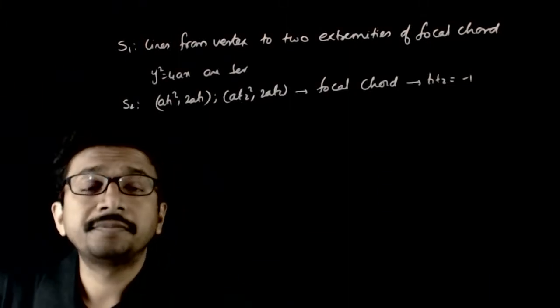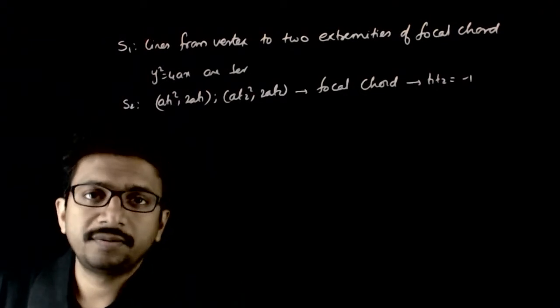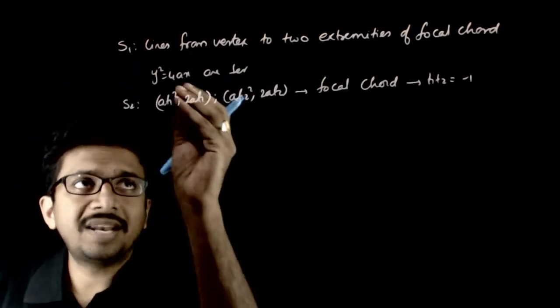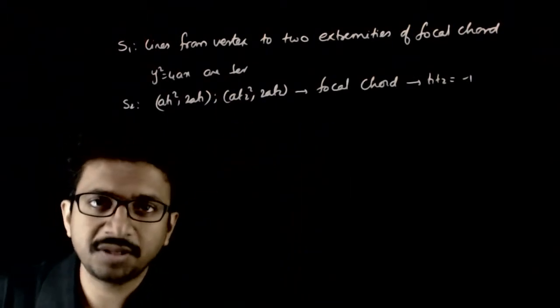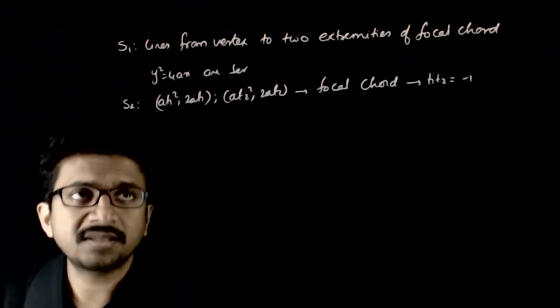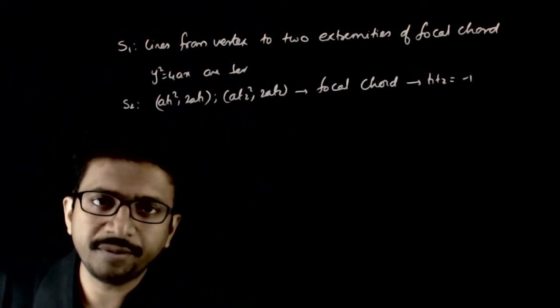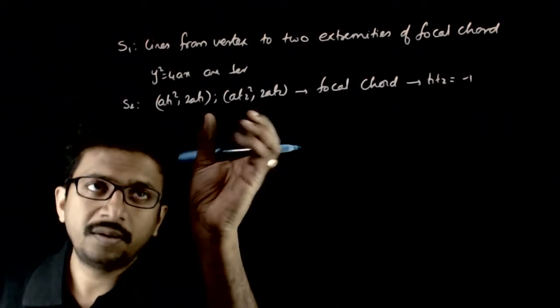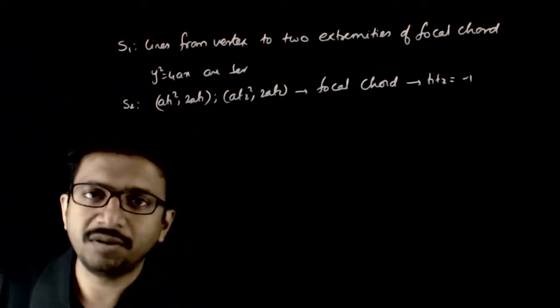So welcome students. In this question you are given two statements. The first statement is: the lines from the vertex to the two extremities of a focal chord are perpendicular to each other. And the second statement is: if you have two points, one with parameter t1, the other with parameter t2, and the chord joining the points P and Q has to be a focal chord, then t1 t2 is equal to -1.